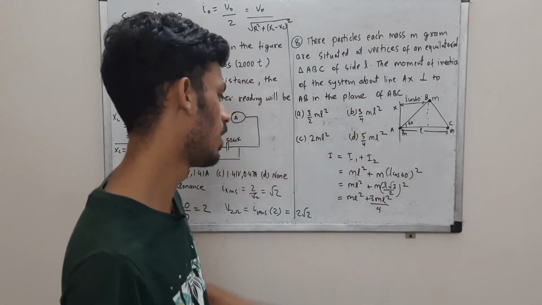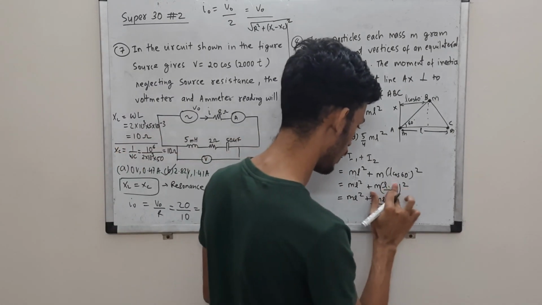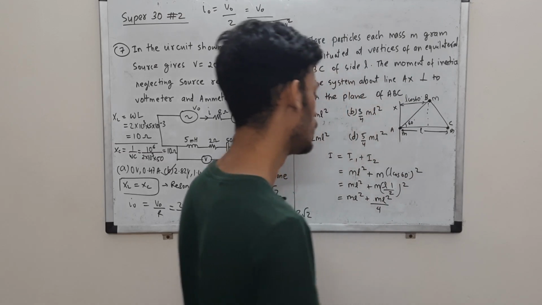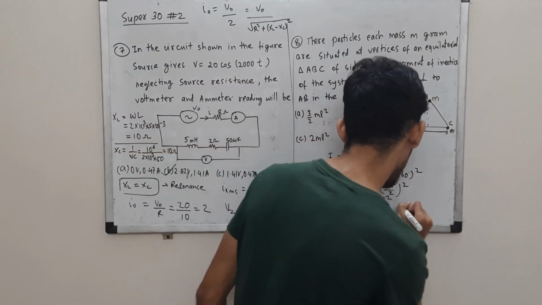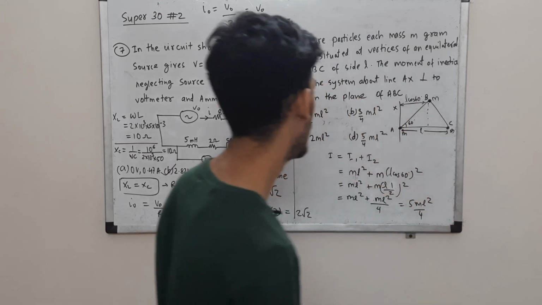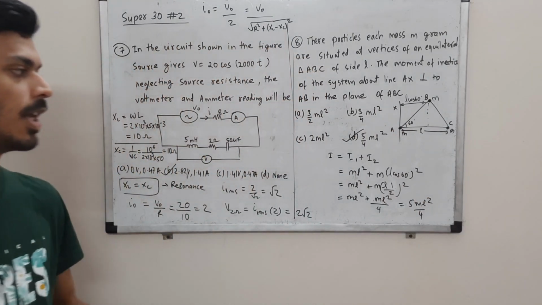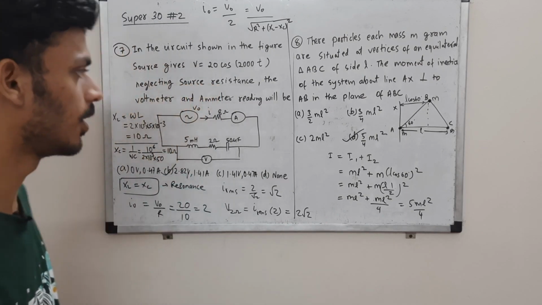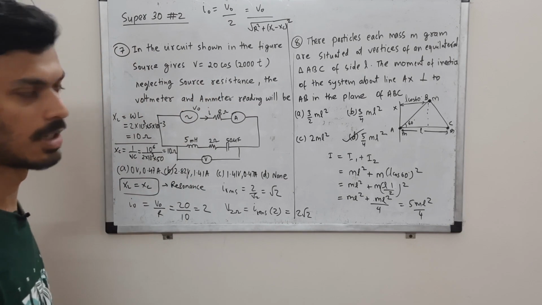Cos 60 is half, sorry. So this is 1 by 2, so 1 by 4. So that will be 5 m L square by 4, which is option D. So option D is the correct choice over here. So it is a simple addition of moment of inertia. The distances are measured perpendicular to the axis of rotation. Okay, so those were the two questions, 7 and 8.